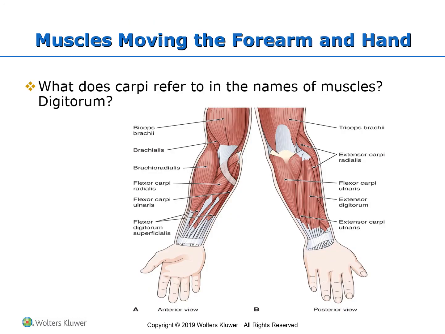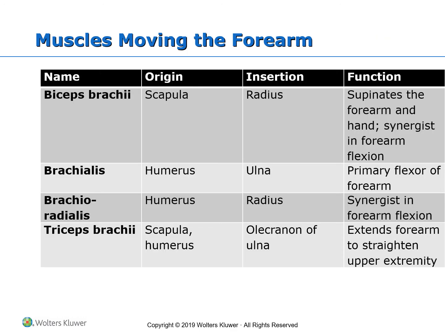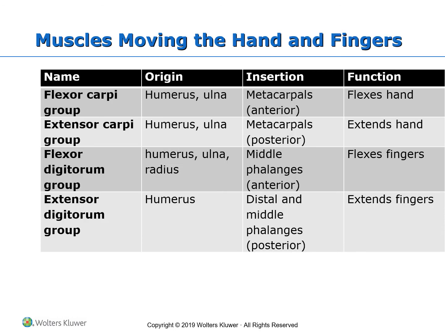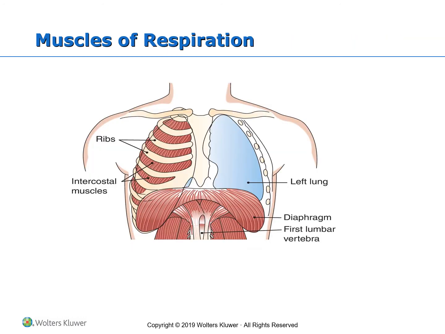Muscle moving the forearm and hand. Table summarizing muscles of the forearm with name, origin, insertion, and function. Muscle moving the hand and fingers. Muscle of respiration, not a lot. Please observe that the diaphragm is a striated muscle.